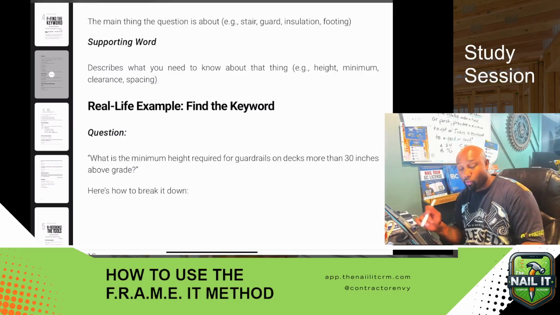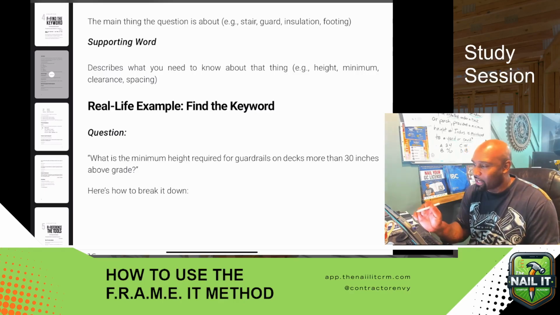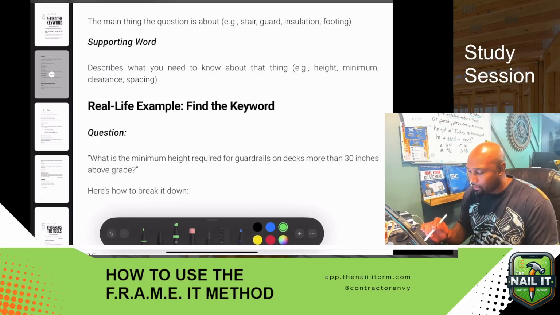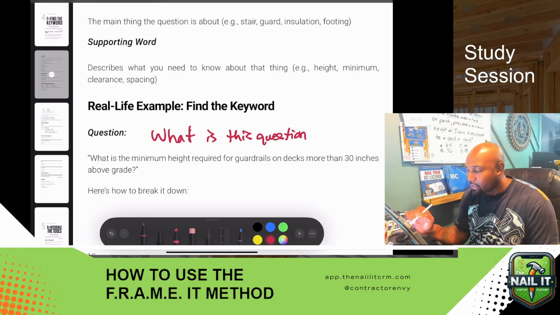The question says, what is the minimum height required for guardrails on decks more than 30 inches above grade? Well, in this question, what did I say we needed to do? We needed to ask ourselves, let me write that one more time: what is this question asking?